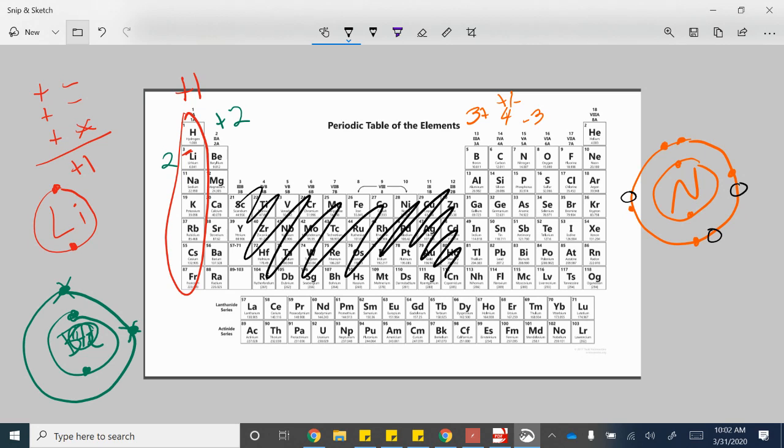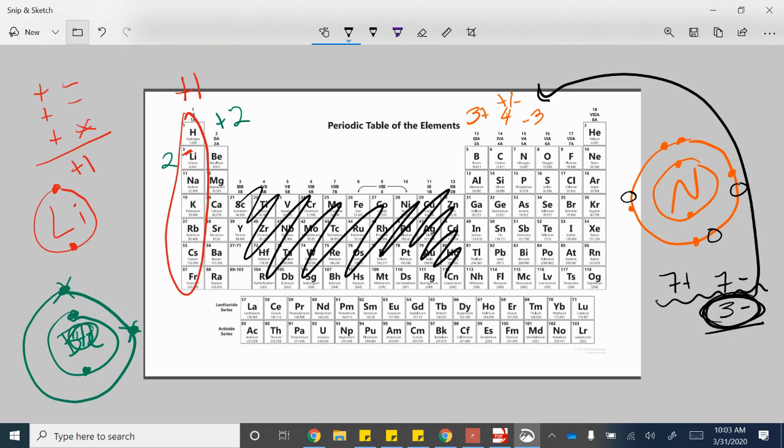Anyways, when it gains those 3 electrons, nitrogen has 7+, right? And when it's neutral, it has 7-. But when it gains 3 more, now it's going to be overall heavier on the negative side, -3. So that's where that -3 charge comes from, because it's gaining those 3 negative electrons, making it unbalanced. The 7 initial positives and the 7 initial negatives cancel each other out to be a neutral atom. But when we gain those 3 negatives, that's when it becomes a charged ion.